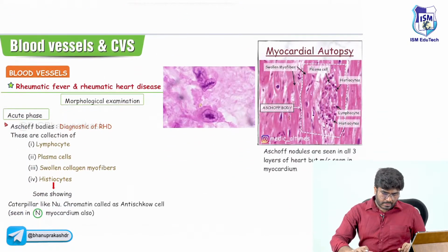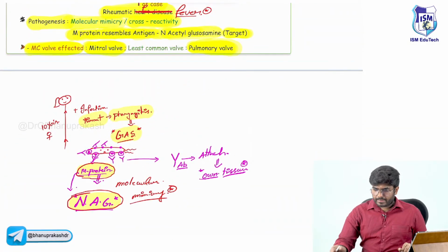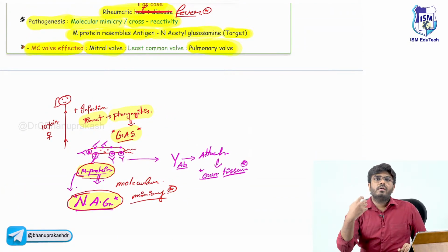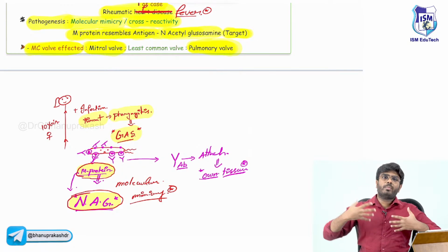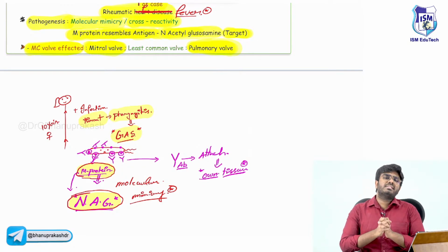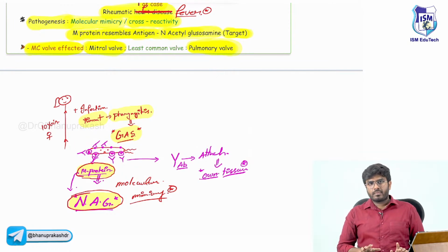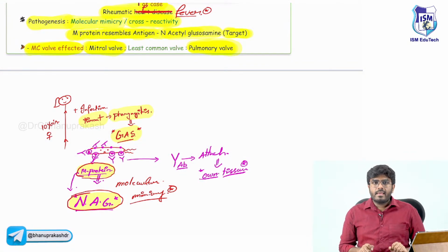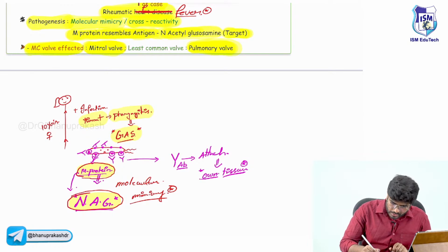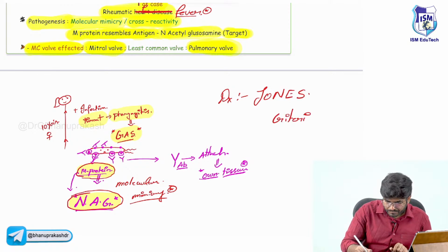Now, look here. Imagine I am the one who is having rheumatic fever. How can you put the diagnosis that, sir, you are having rheumatic fever? How can we make the diagnosis? The diagnosis is done with the help of a criteria called the Jones criteria. So the criteria name is the Jones criteria, sir.